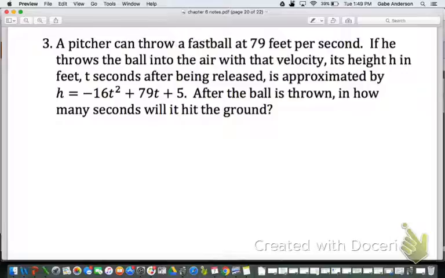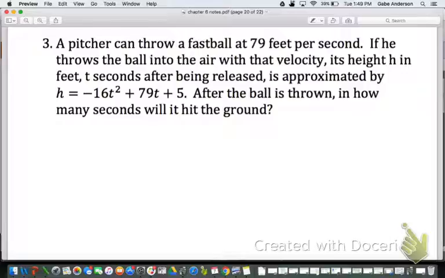So if you ever take a physics class, you will see that this equation is actually accurate and true for what it would typically be. We are neglecting air resistance, and so that's why we say the height is approximated by that. After the ball is thrown, in how many seconds will it hit the ground? So can you picture what's going on here?